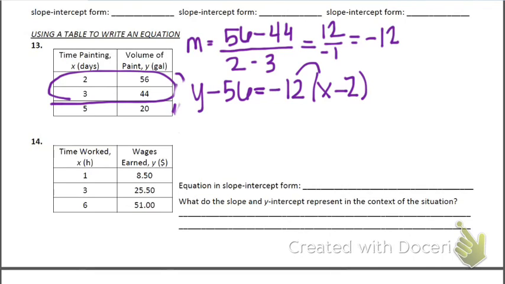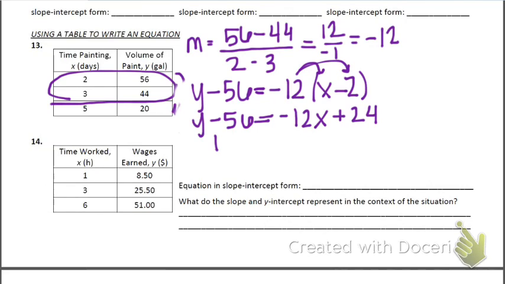So I'm going to distribute the -12. I apologize that I did not give you guys that much room. That's going to be -12x plus 24. And I need to get y by itself, so what am I going to do next? Add 56.